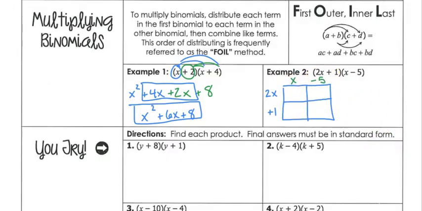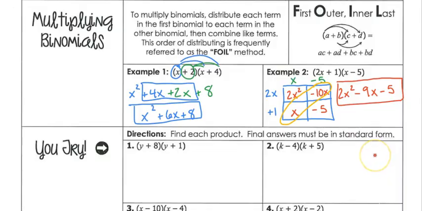So then in each box, I'm just multiplying the two things. So 2x times x gives me 2x squared. 2x times -5 gives me -10x. 1 times x is x, and 1 times -5 is -5. And then when I write my answer, usually what happens is diagonally, we have like terms that I can combine. So my answer would be 2x squared. And then when I combine my like terms, x minus 10x is -9x. And then I have -5.